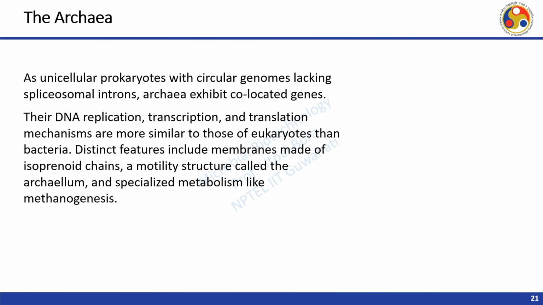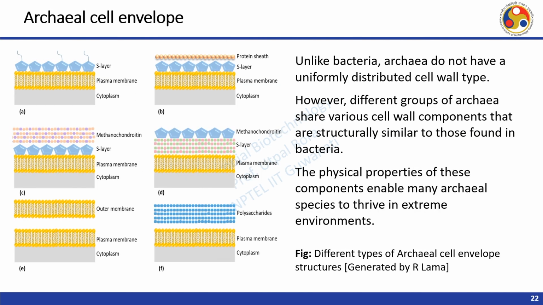As unicellular prokaryotes with circular genomes lacking spliceosomal introns, archaea exhibit co-located genes. Their DNA replication, transcription, and translation mechanisms are more similar to those of eukaryotes than bacteria. Distinct features include membranes made of isoprenoid chains, a motility structure called the archaellum, and specialized metabolism like methanogenesis.